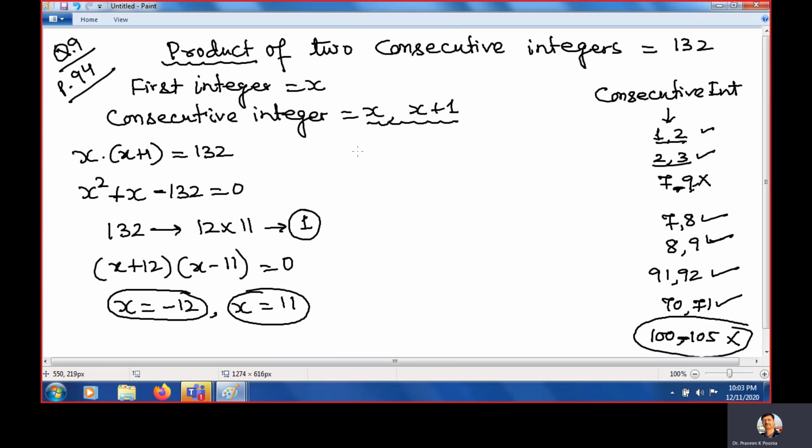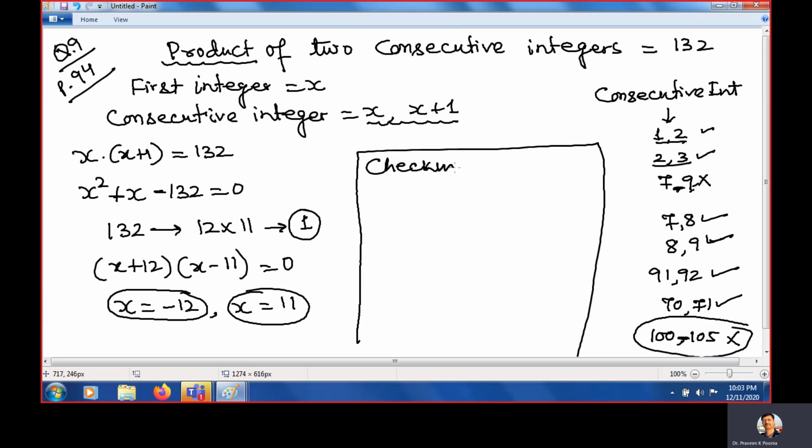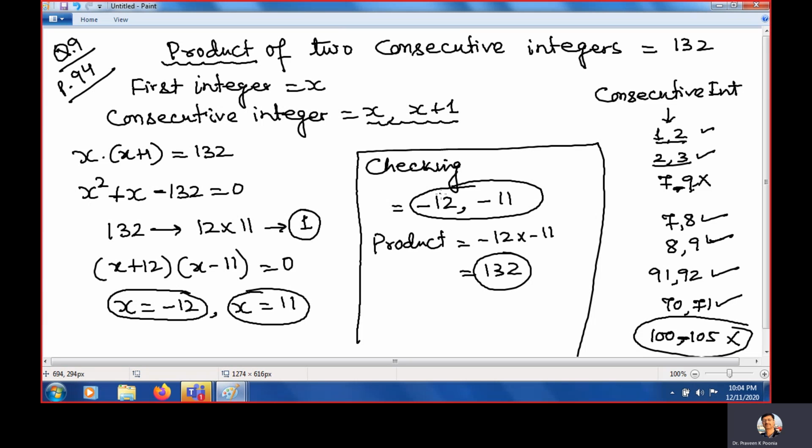You can check. How can you check? I will show you checking of one. Checking means you want to know whether the answer is correct or not. If one number is minus 12, what will the other consecutive number be? Plus 1, minus 11. Clear? Multiply them. The product is minus 12 into minus 11, minus times minus is plus, so it is 132. So minus 12 and minus 11 are the consecutive integers.